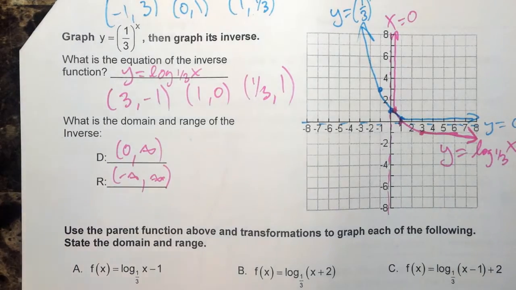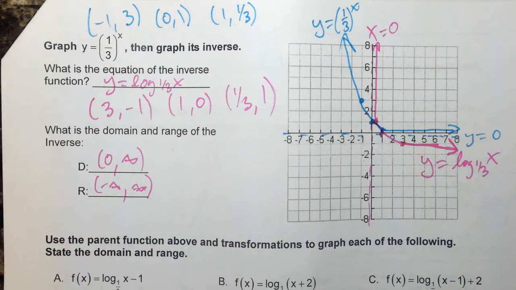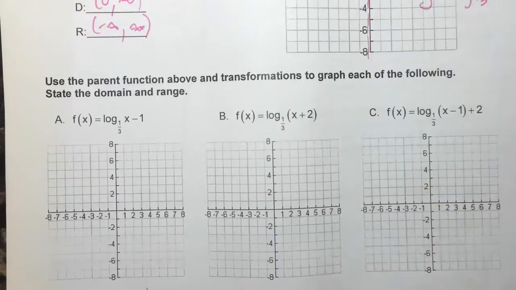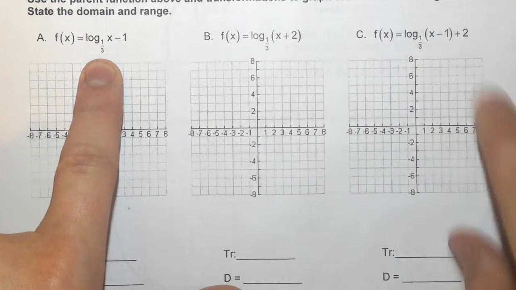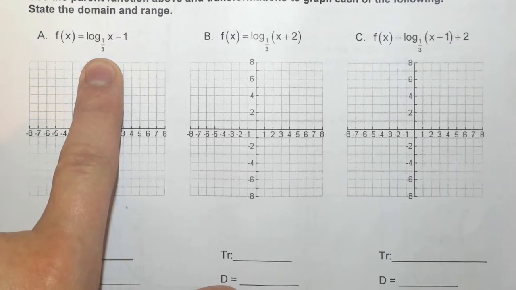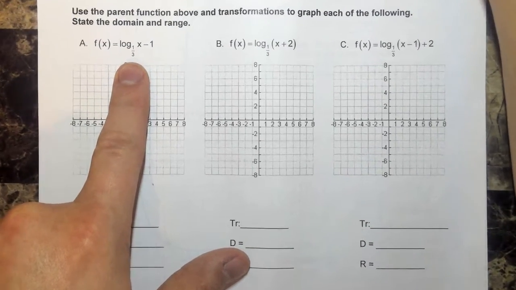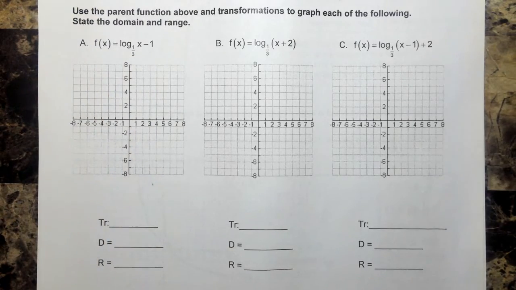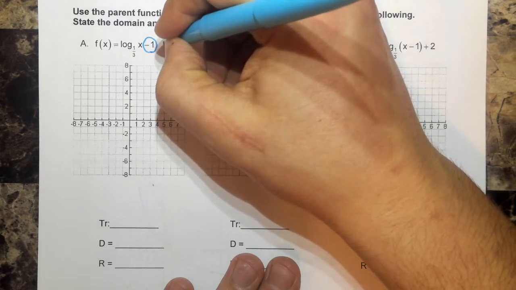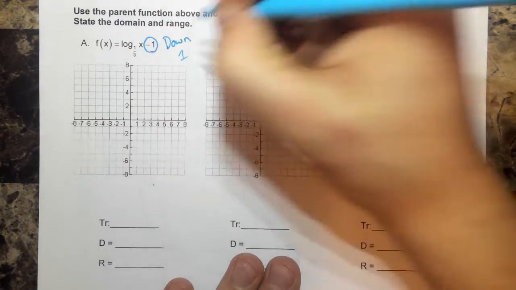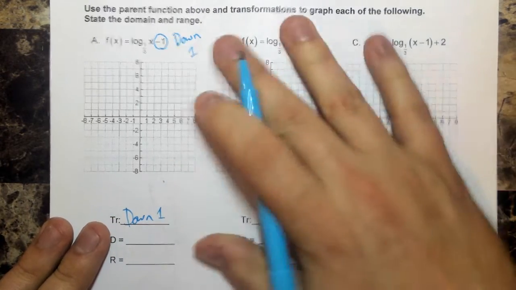All right, now let's go ahead and do some transformations of these, and then we can check that out. Again, we've got base 1/3 for these ones as well, so we're going to keep those just the same. Let's zoom out so we can see everything. There we go. Cool. All right. Again, outside the parentheses, that's going to be my up-down direction, so this is going to be down 1. Alright, down 1.